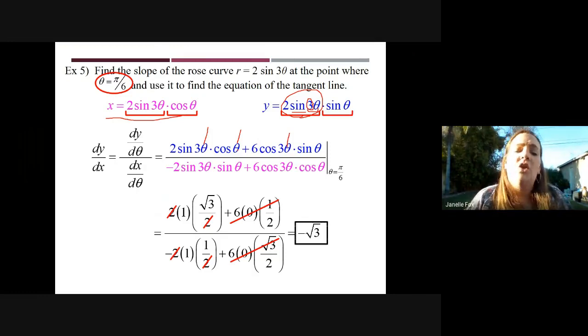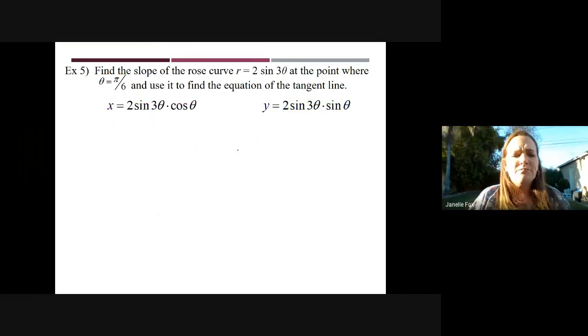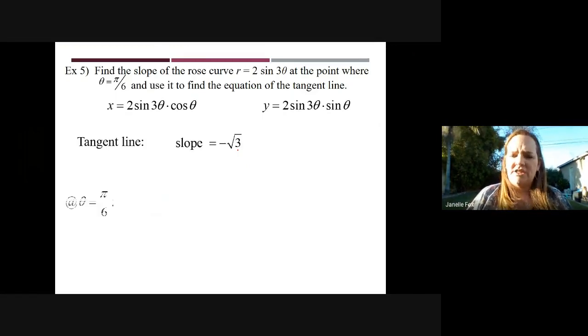Now I need to find the coordinate, okay? So the x and y guys are still on the top. Let me find my coordinate. For my equation of the tangent line, I need a point and a slope. So let's see what the point is. I'm just going to go back to the originals, guys. Here's the x value and here's the y value. So let's grab those 2 values and plug in pi over 6 and see what it turns out to be.